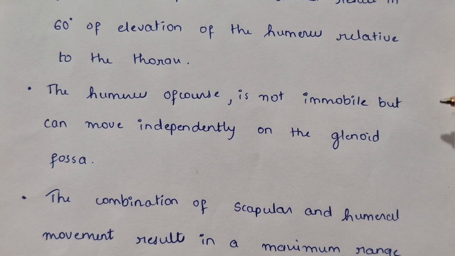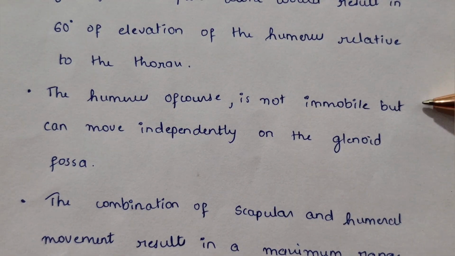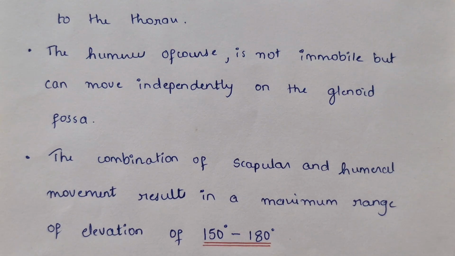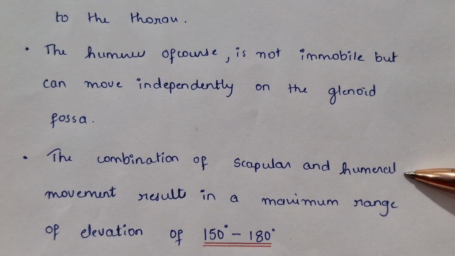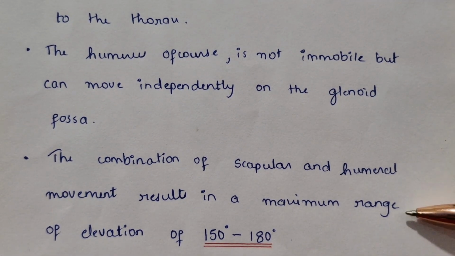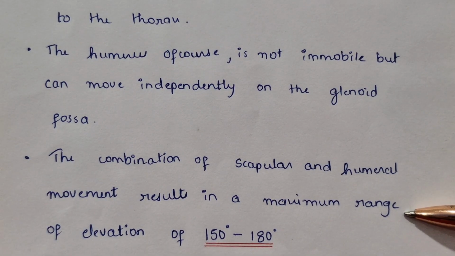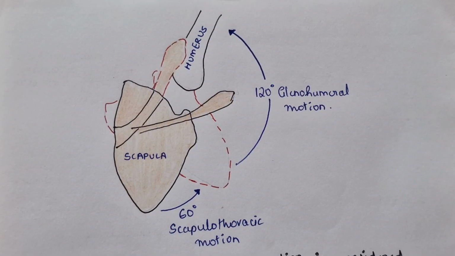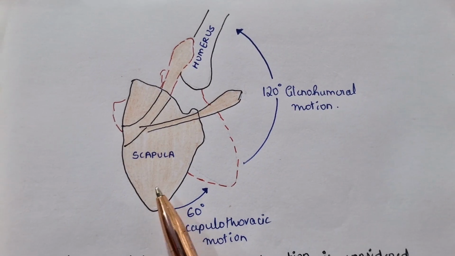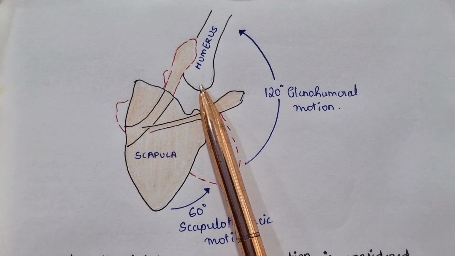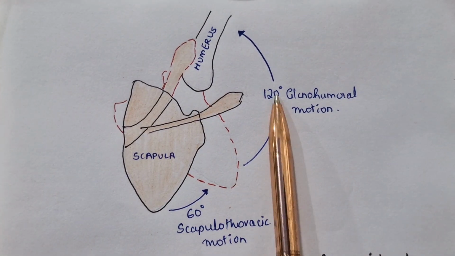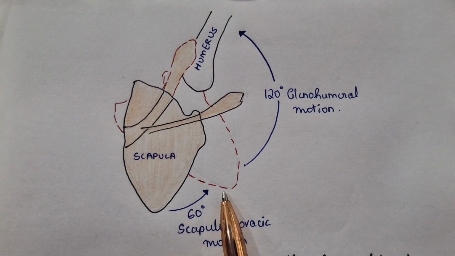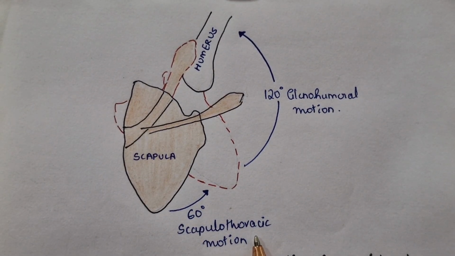The humerus, of course, is not immobile but can move independently on the glenoid fossa. This combination of the scapula and the humeral movement results in a maximum range of elevation of 150 to 180 degrees. Now let's understand this diagram. So this is the scapula, this is the humerus. 120 degrees of motion is done by the glenohumeral joint and 60 degrees is done by the scapulothoracic joint.